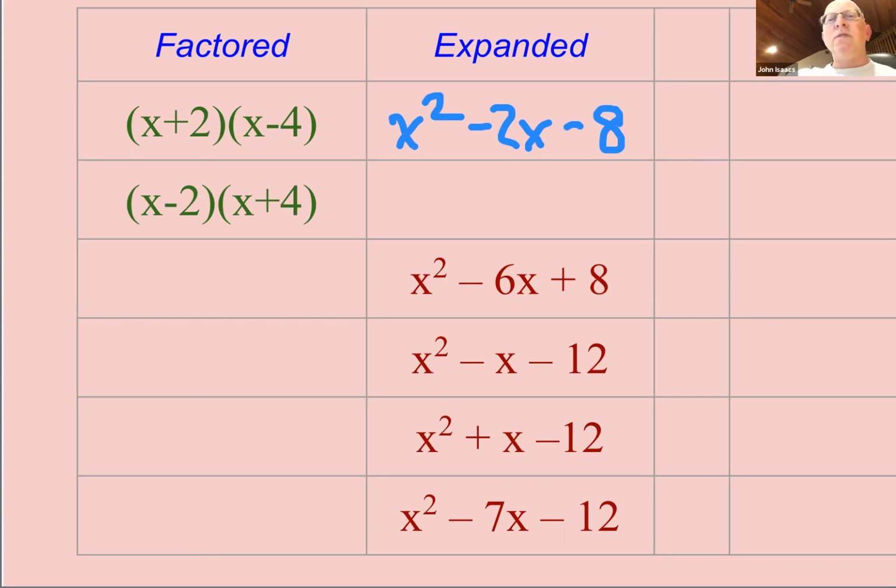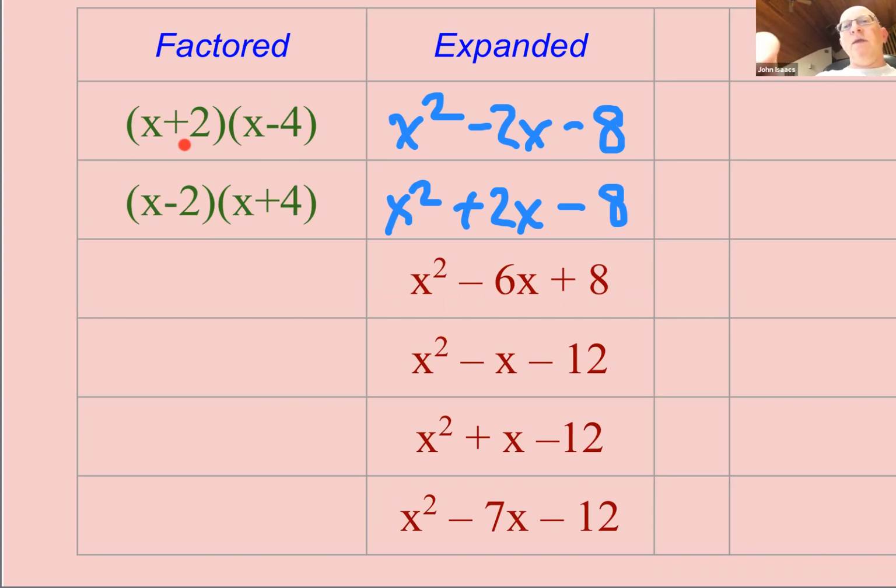The next one looks really similar, except the signs are in different places. X squared. Now we have positive 4x and negative 2x, so we have plus 2x. And we have negative 8. Realize that this negative 8 is the product of these two numbers, negative 2 and positive 4, and negative 4 and positive 2 both multiply to negative 8. This positive 2x is the sum of negative 2 and positive 4, and this negative 2 is the sum of negative 4 and positive 2.